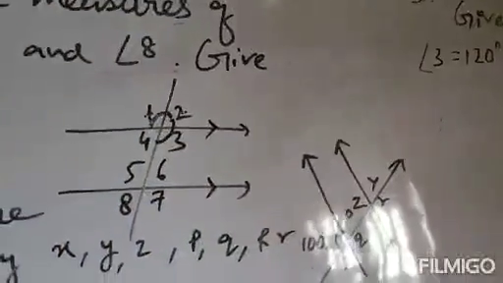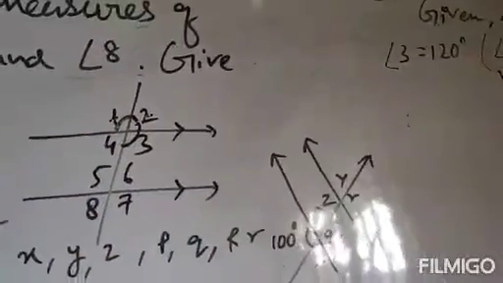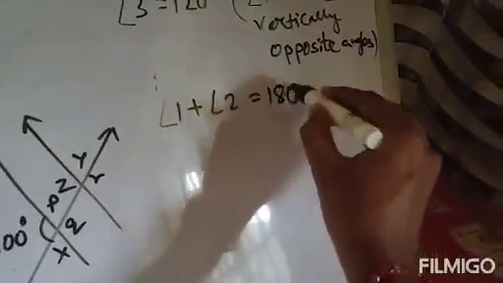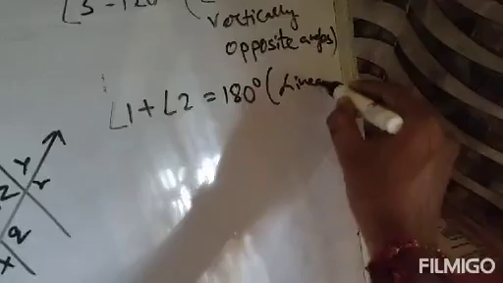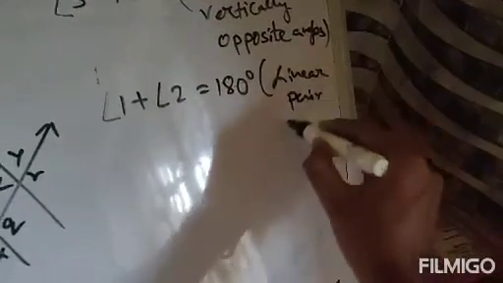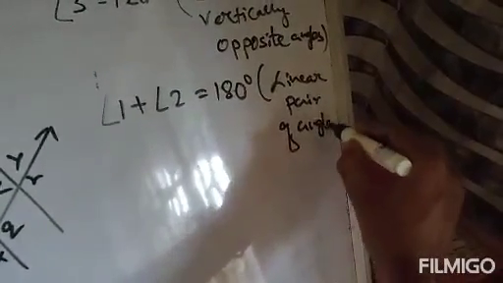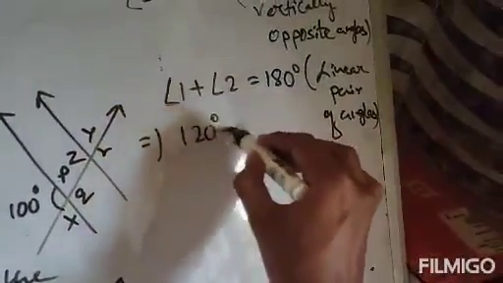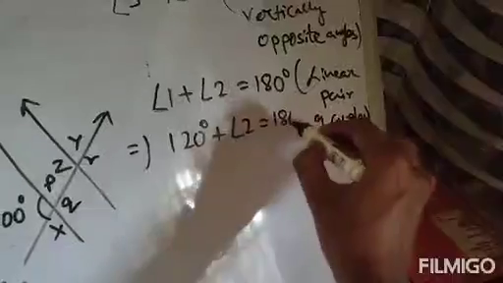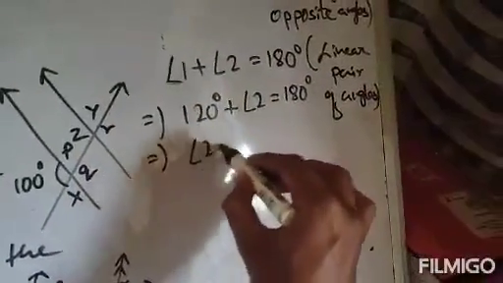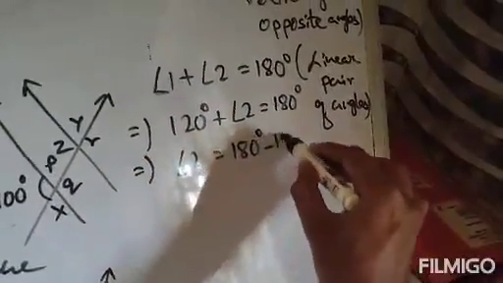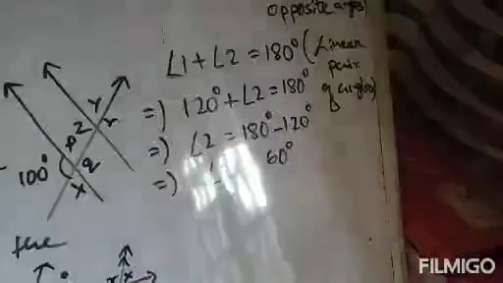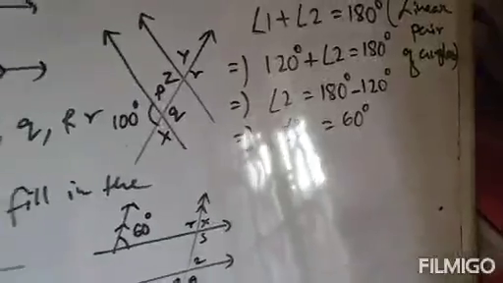We have angle 1 as 120 degrees, so we can easily calculate angle 2. Angle 1 plus angle 2 is 180 degrees because they are a linear pair of angles. Angle 1 is 120 degrees, so angle 2 will be 180 degrees minus 120 degrees. Therefore angle 2 is 60 degrees.